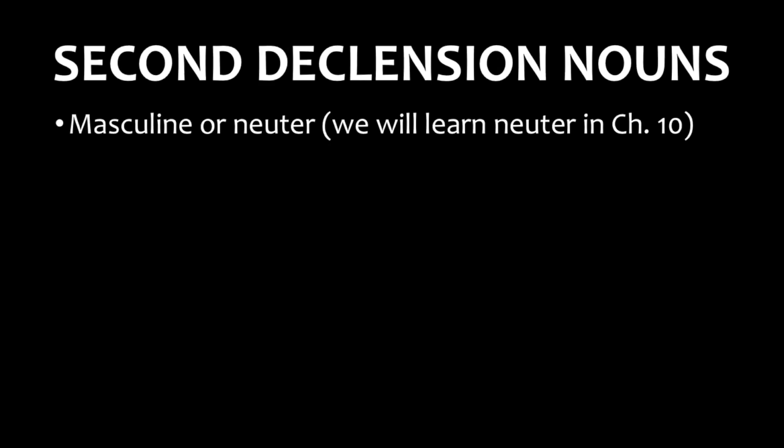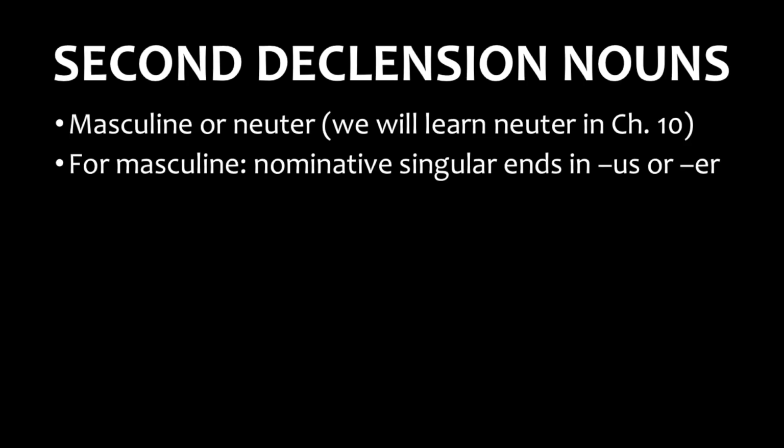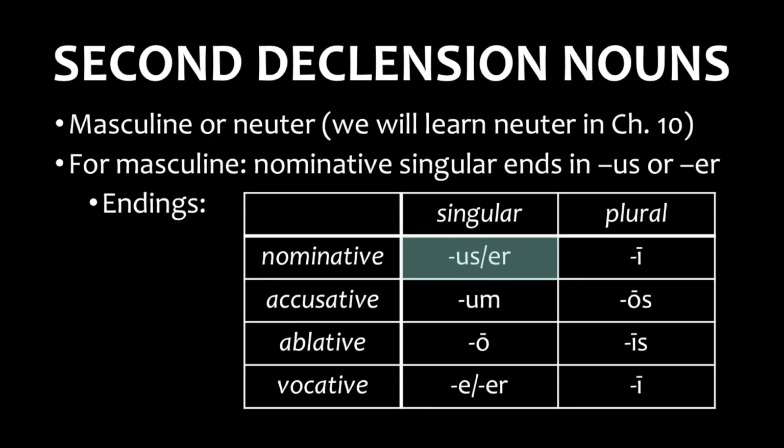Now let's review second declension. So second declension nouns are either masculine or neuter, but we haven't seen neuter nouns yet. We're going to learn about those in chapter 10. And masculine second declension nouns end in either us or er in the nominative singular. And then here are the endings.